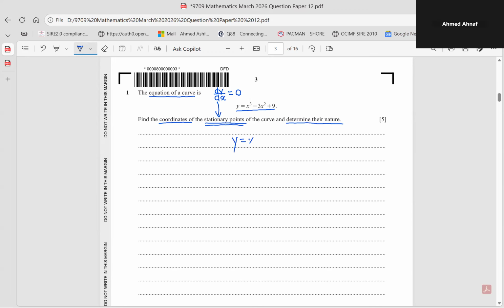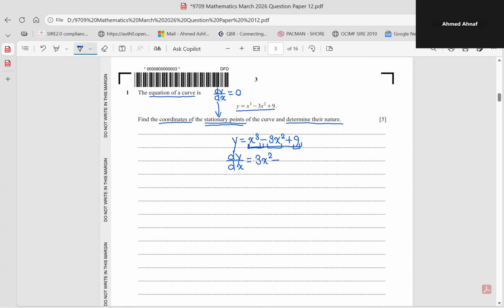So to find dy/dx, let's write down our equation first. x cubed minus 3x squared plus 9. Now we differentiate it with respect to x. To differentiate a term like this, we differentiate each term separately while keeping the signs. Let's differentiate x cubed first. Just bring down the power, so you get 3 times x to the power of 1 less. So this becomes 3x squared.